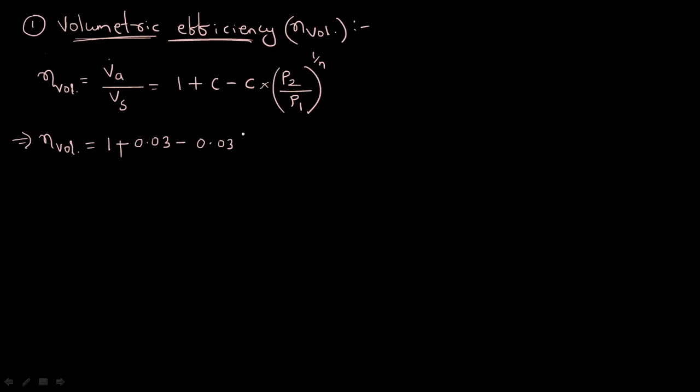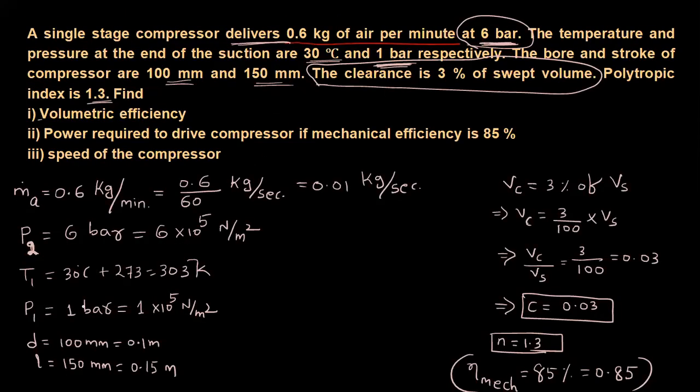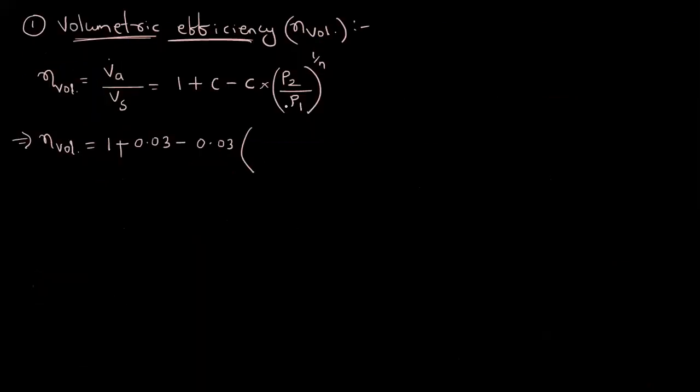Okay, 0.03 into, what is P2 and what is P1? P2 is 6 into 10 to the power 5. P1 is 1 into 10 to the power 5. So in place of P2, 6 into 10 to the power 5 divided by P1, 1 into 10 to the power 5, whole to the power 1 by N. If we solve this, volumetric efficiency, how much are we getting?